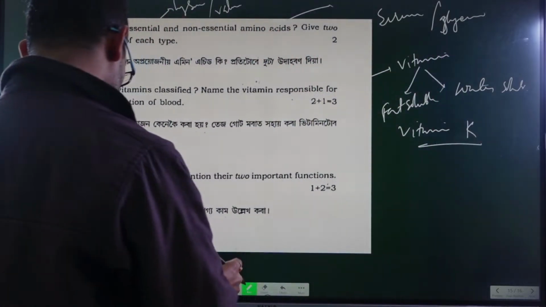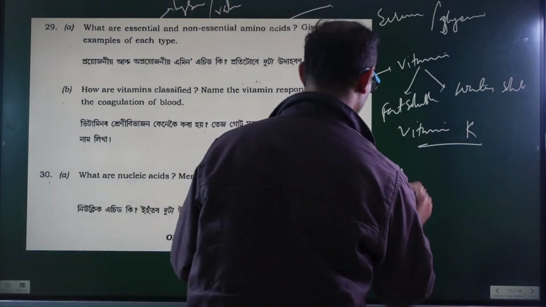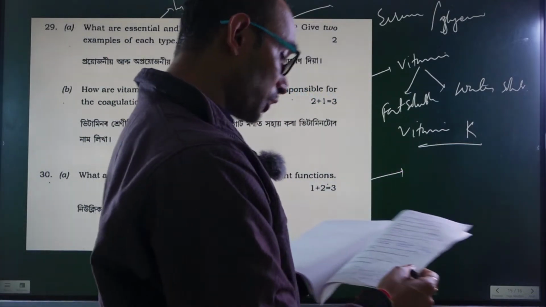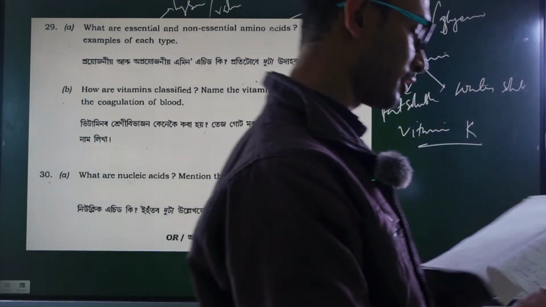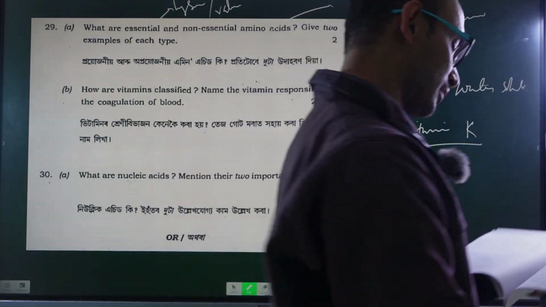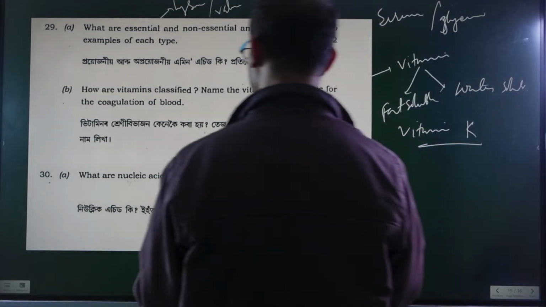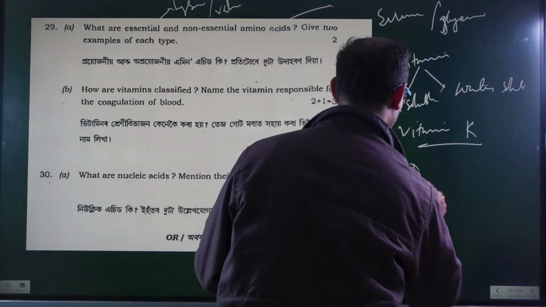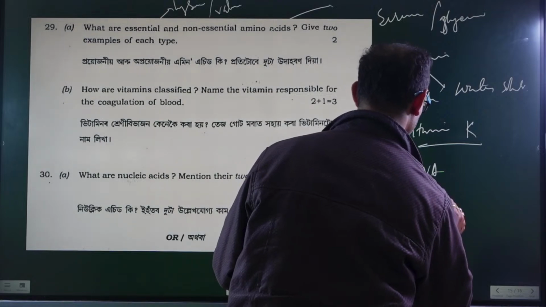Then nucleic acid. You can see the nucleic acid again. What is it? It is a biomolecule, which is actually the inheritance substance, present in animals and human beings. So for that, you just show the difference: DNA, deoxyribonucleic acid, and RNA, ribonucleic acid.